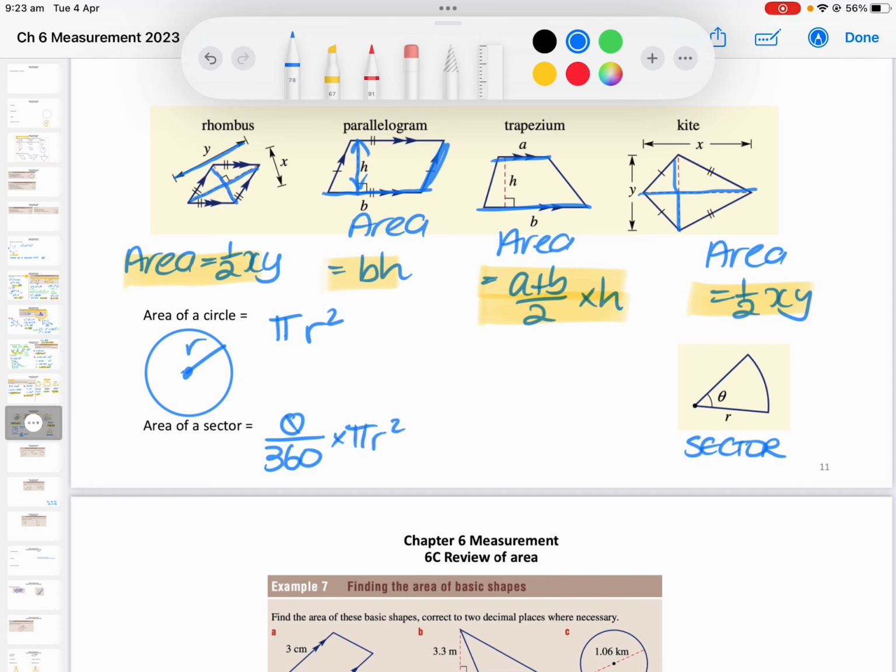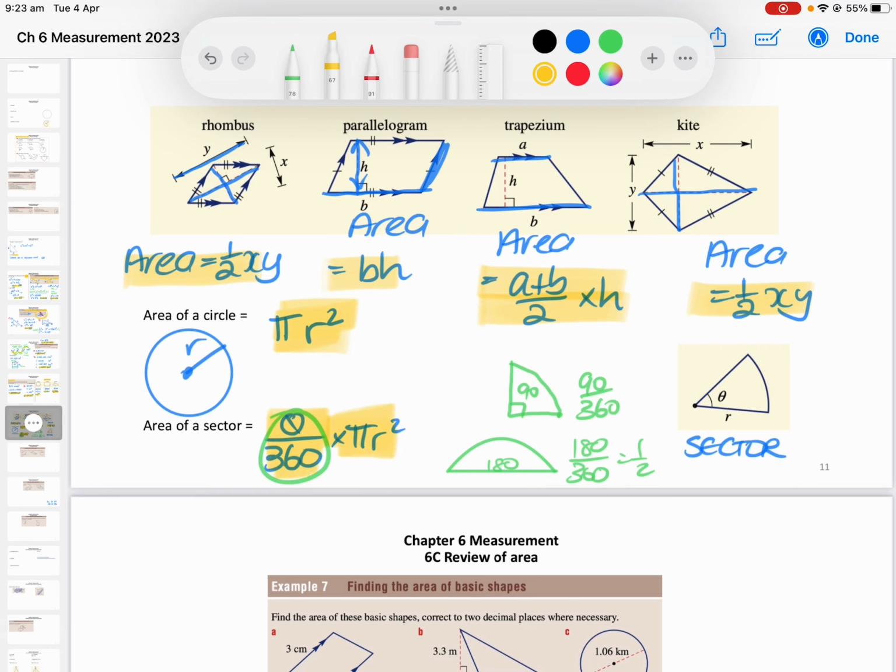And how do we know that? Because if we had a quarter circle, that would be 90 degrees, and a quarter is 90 out of 360, and that's this. If we had half a circle, that would be 180 degrees, and 180 out of 360 gives you a half. So that's how we work that out. We just get that angle out of 360 times pi r squared.